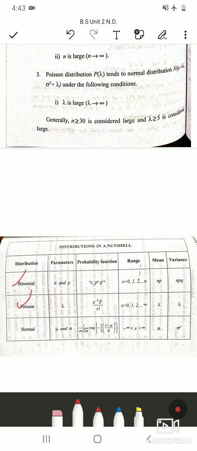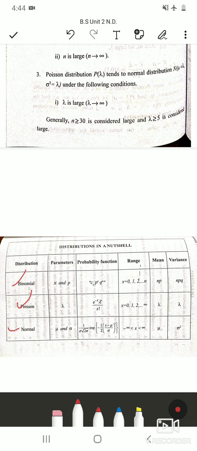And coming to Poisson distribution, it has only one parameter, that is lambda. The PMF is e raised to minus lambda, lambda raised to x by x factorial. X takes the values from 0 to infinity. Mean is lambda, variance is lambda, and standard deviation is square root of lambda.